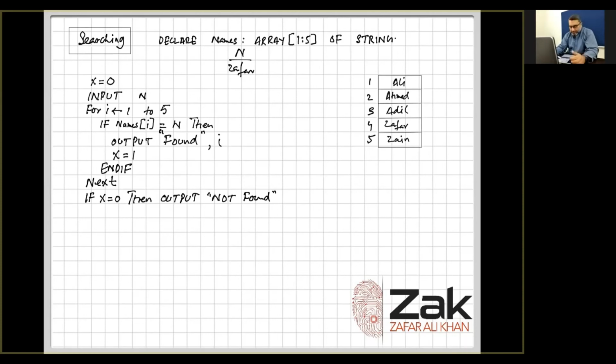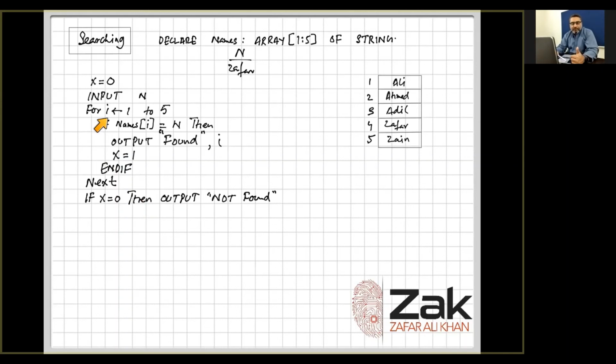Let's say we have this array from 1 to 5 and it has names in it. The name of the array is name. Names are Ali, Ahmad, Adil, Zafar, Zen. So first we take input n. Let's say n is Zafar. Now we are looking for Zafar in this array. Zafar is found at 4, but how do we make our algorithm? So for the flag, this time I have made x an integer instead of false. I initialize it at 0, and I check it towards the end. If it is still 0, then I output not found. But if it is made 1 during the execution of the program, then this message will not be output.